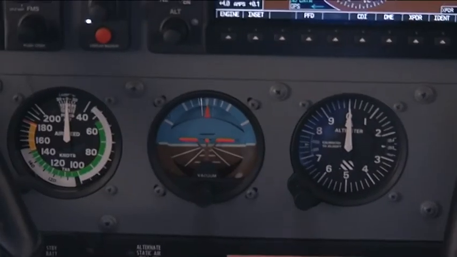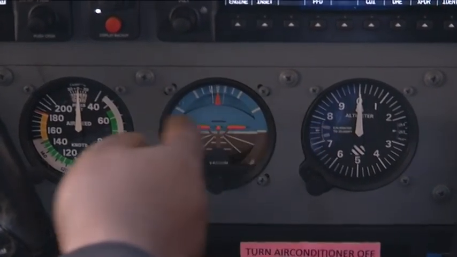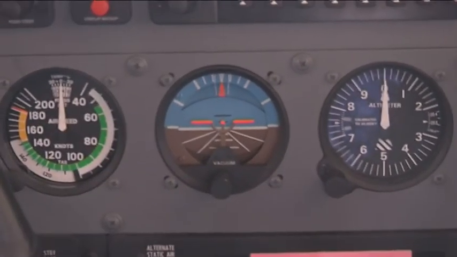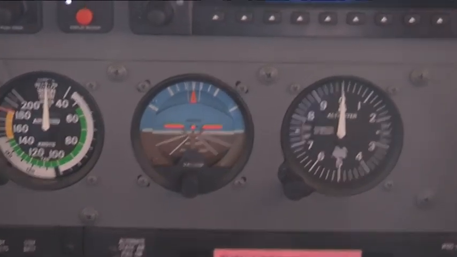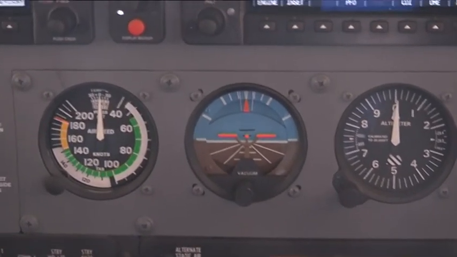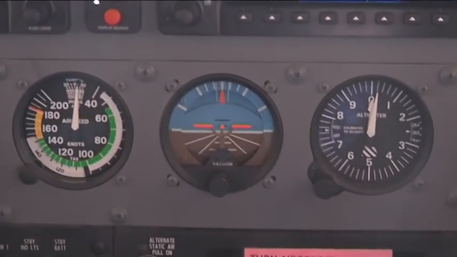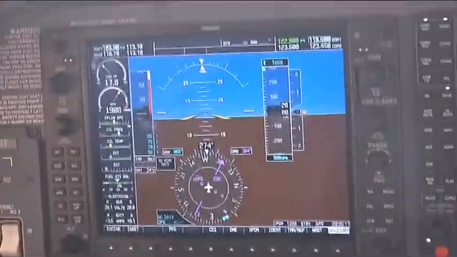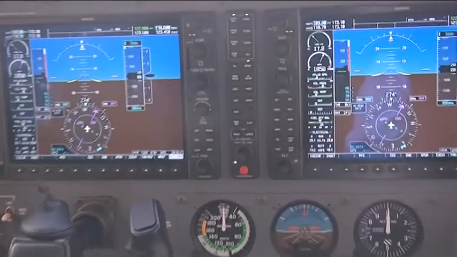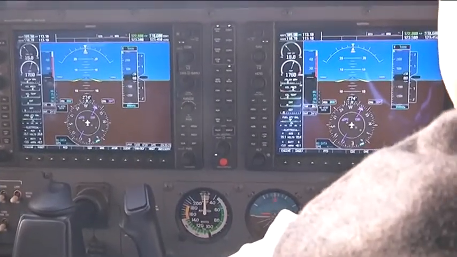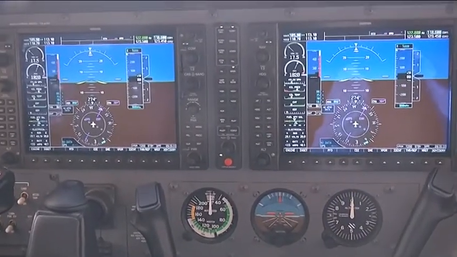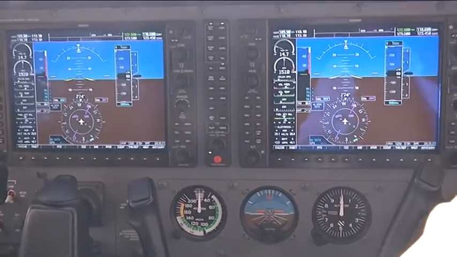You could see here there is an analog altimeter reading, so almost showing zero. These are all standby instruments. You could see here altimeter. Here the air speed, this is the attitude indicator, right? We are going for takeoff.